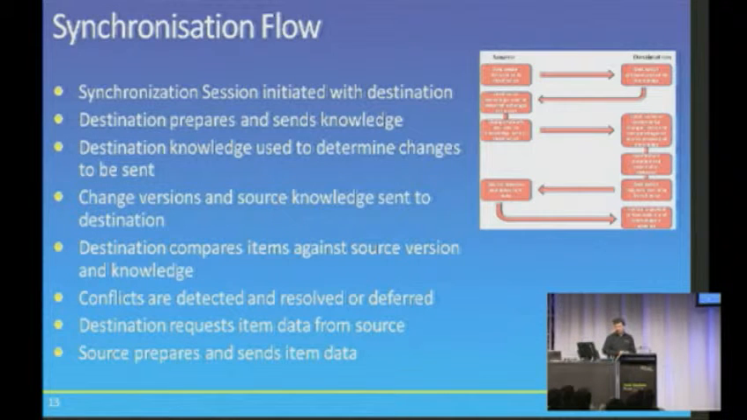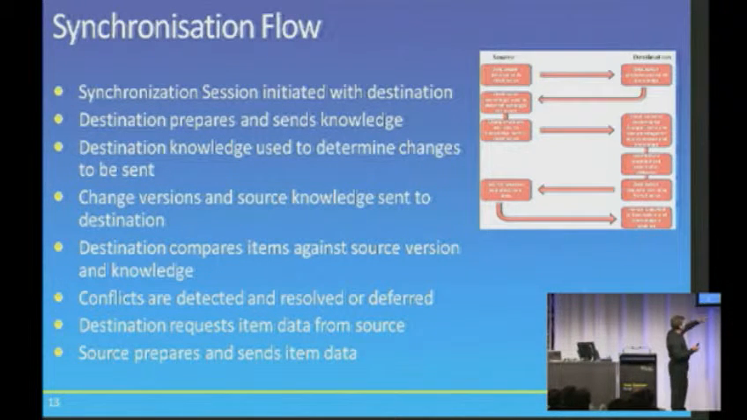So the synchronization flow is basically that the start is initiated with the destination. The destination prepares and sends its knowledge of its data down to the source. In other words, it looks in its metadata store and it says, okay, do I have any changes to report? And sends them down to the source. Change version and knowledge and source knowledge is sent back to the destination. That tells the destination what it needs to send down, and conflicts are detected and resolved.